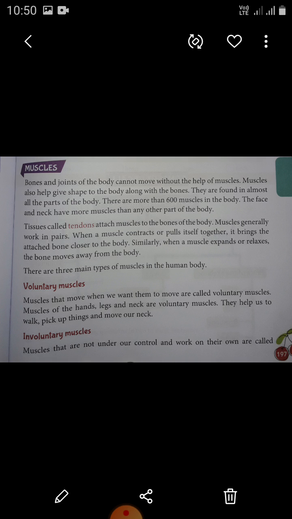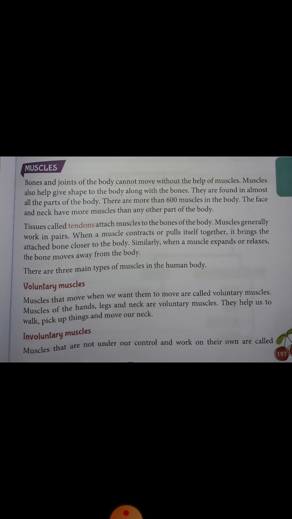First one is voluntary muscles. Muscles that move when we want them to move are called voluntary muscles. Muscles of the hands, legs and neck are voluntary muscles. They help us to walk, pick up things and move our neck.